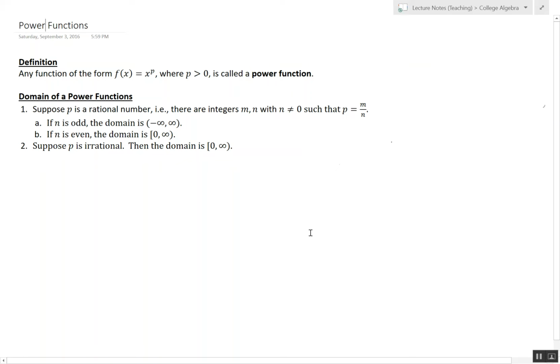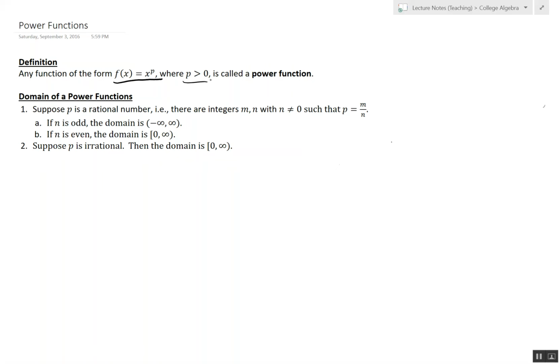Welcome back. We are now going to be talking about power functions. Power functions are any functions that are of the form f of x equals x to the p, where p is greater than 0. And what we're really going to do today is talk about their domains and a little bit about how their graphs behave.